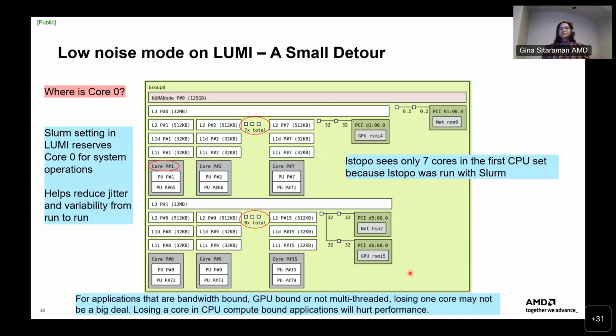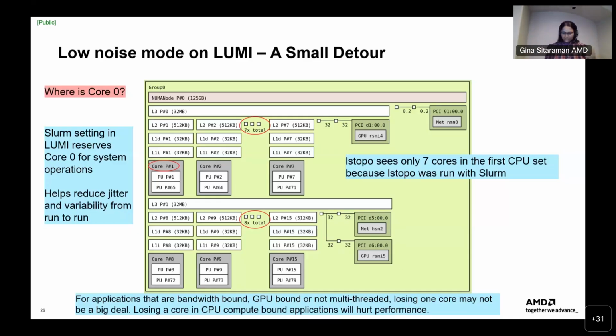So this low noise mode may be okay for applications that are just bandwidth bound or GPU bound, and if they're not multi-threaded, if you don't need to use all the cores, then it's not a big problem. But if you are running a very CPU intensive application that needs all cores available, then losing one core will hurt performance. In one of the examples I'm going to show, I'd like to use all the cores, but I cannot because one core is reserved in only one of the core sets. So I have to turn off at least one core in each of the core sets so that I can have a balanced resource assignment for all of my MPI ranks.